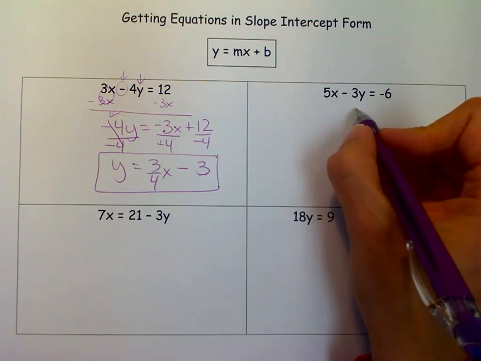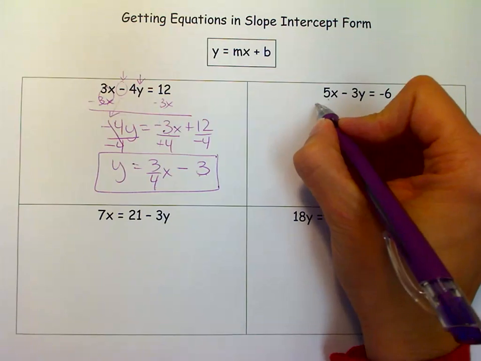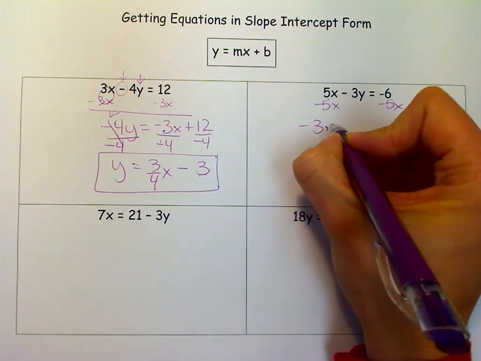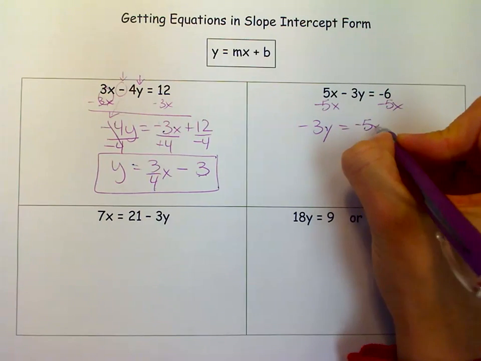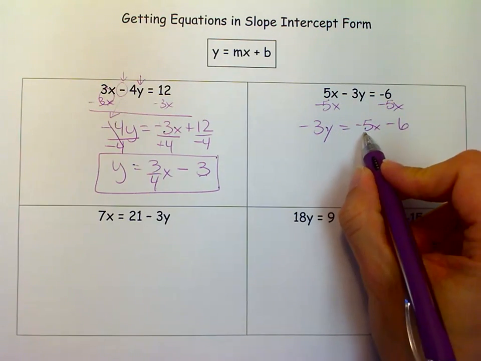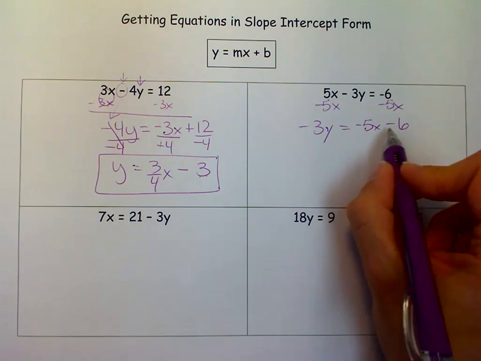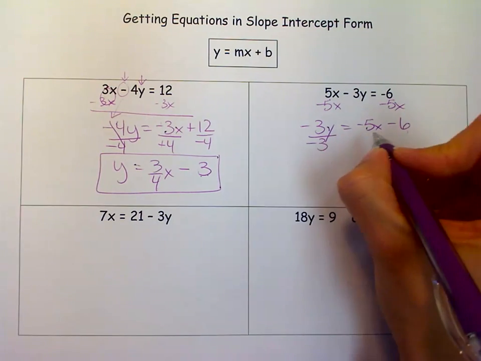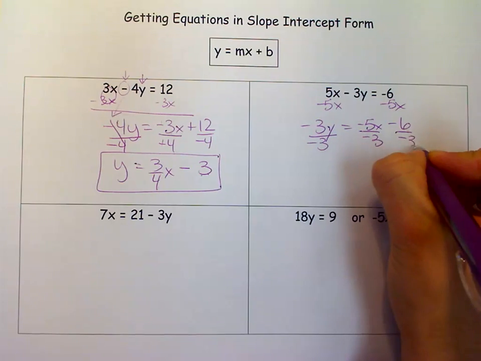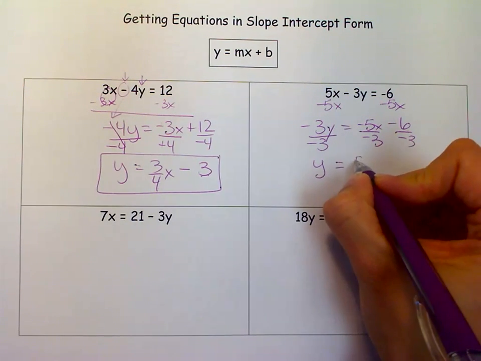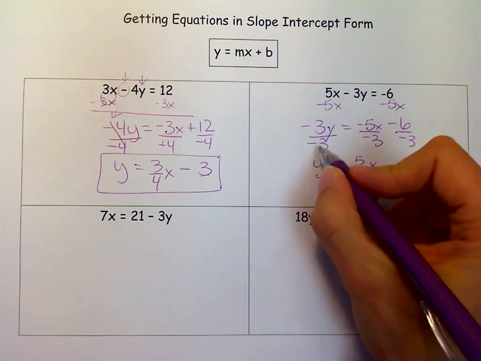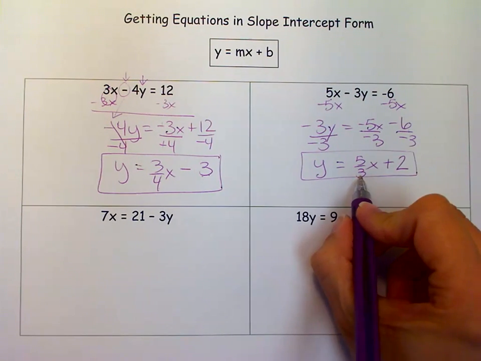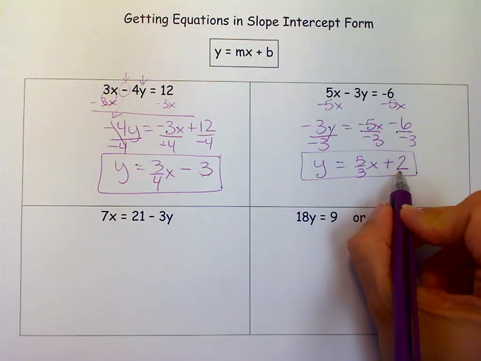Okay, let's try this one. So we've got to get rid of the 5x. So we minus 5x from both sides. So then we have a -3y is equal to -5x. Remember, I like to put the x before the constant. Remember, we can't combine x's and numbers. And then we need to get rid of the -3 that's in front of the y. So we get y is equal to 5/3 x, because the negatives cancel, plus 2. So our slope is 5/3 and our y-intercept is 2.